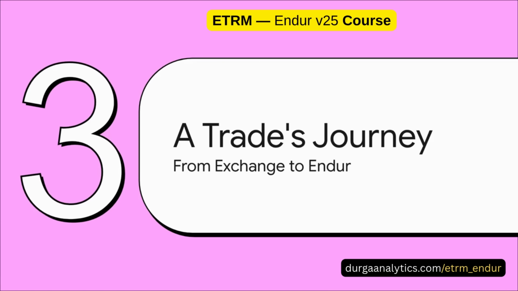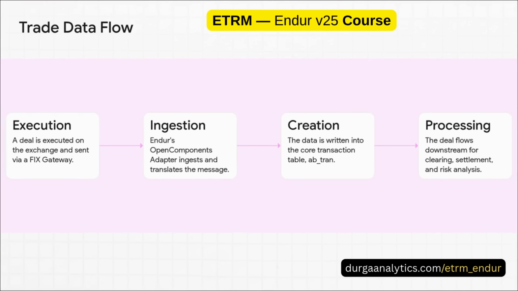So, how does a trade that happens out there on the exchange actually make it into our system? Let's follow the data. Let's trace its journey from the exact moment of execution all the way to it becoming a permanent record inside the Endur database. You have to think of this as a digital nervous system, and it all happens in milliseconds. So, step 1, a trade gets executed. The exchange immediately sends out a message using something called the FIX protocol. That's the Financial Information Exchange Protocol. It's basically the universal language of trading.